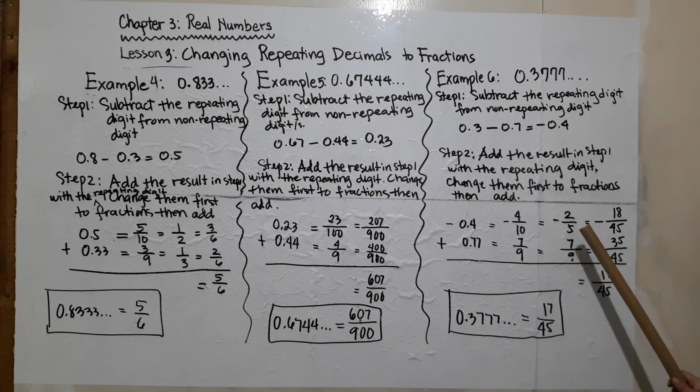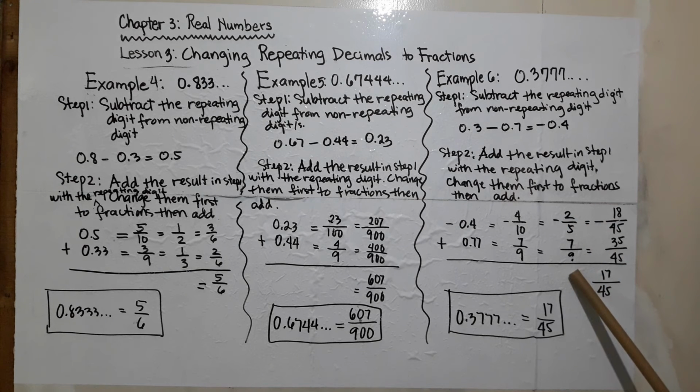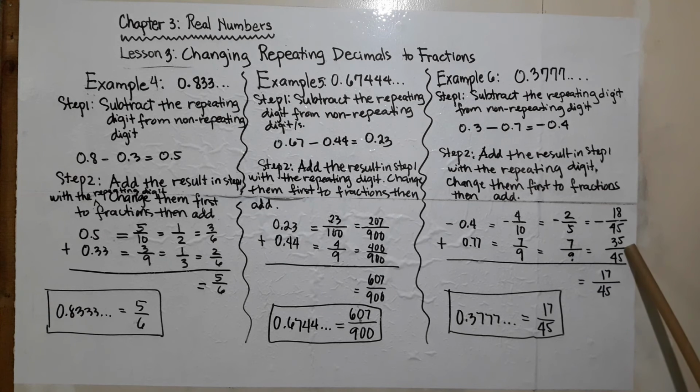45 divided by 5 is 9 times 2, 18. Still it's negative. 45 divided by 9 is 5 times 7 is 35. Since 1 is negative, subtract the numbers. 35 minus 18 is 17 over 45. Okay, copy the sign of the bigger absolute value, positive. So 0.3777 is equal to 17 over 45.